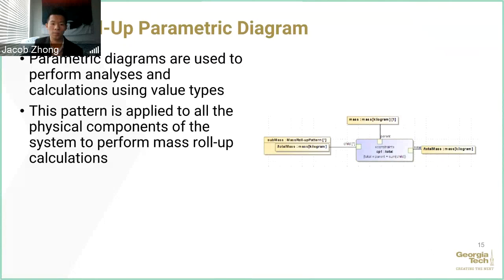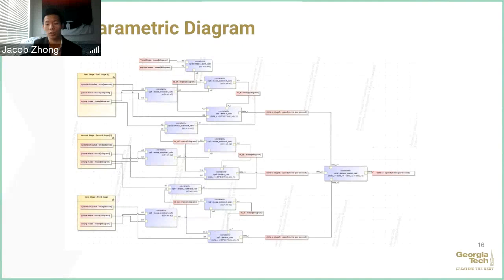And moving on, here's a parametric diagram for the analysis in calculating the total delta V. And as you can see, there are the three stages, first, second, third stage. And then there are also other values like the total mass, payload mass, mass of fuel, which all participate in these parametric relationships with these constraint blocks in order to finally calculate the delta V.